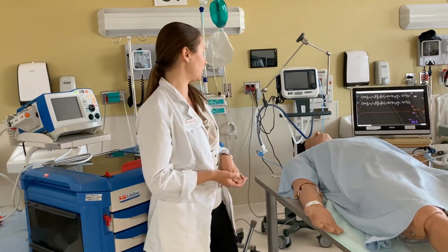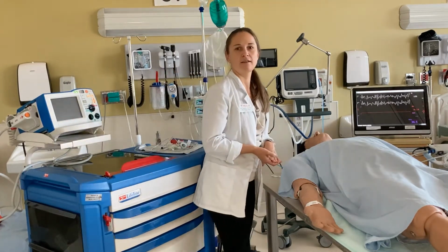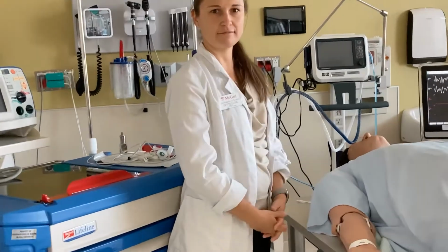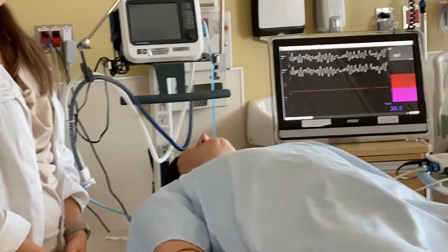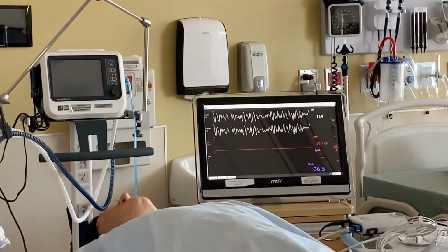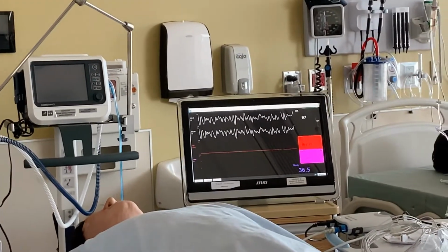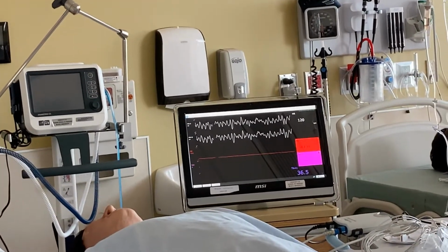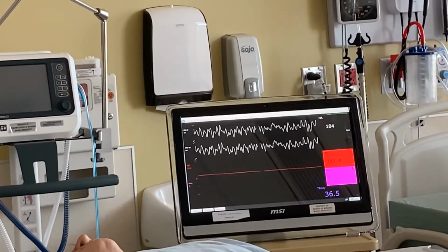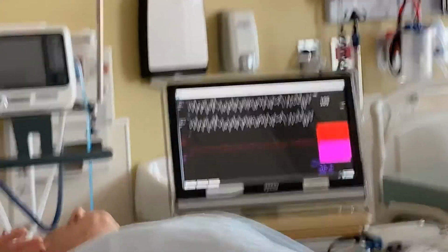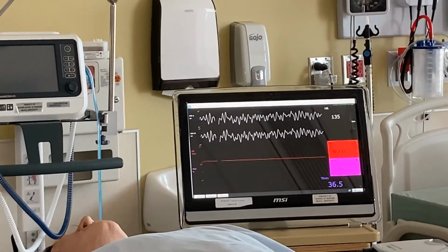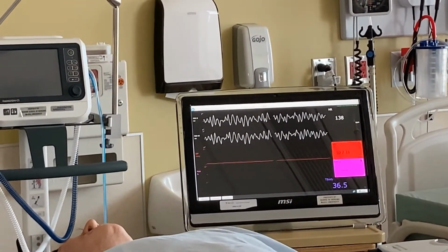So if we look at our monitor now, okay, our patient appears to be in ventricular fibrillation, which would obviously be an emergency, and in a real-life scenario, I would be moving a lot faster, but we're going to go through this step by step.